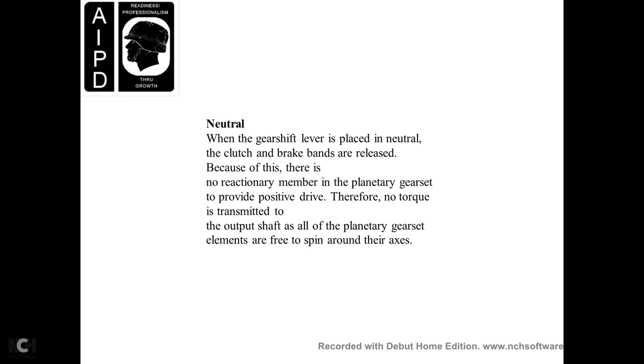When the gear shift lever is placed in neutral, the clutch and the brake band are released, there is no reaction member in the planetary gear set to provide the power for the drive, and therefore no torque is transmitted to the output shaft, with the planetary gear set elements free to spin around the axis.